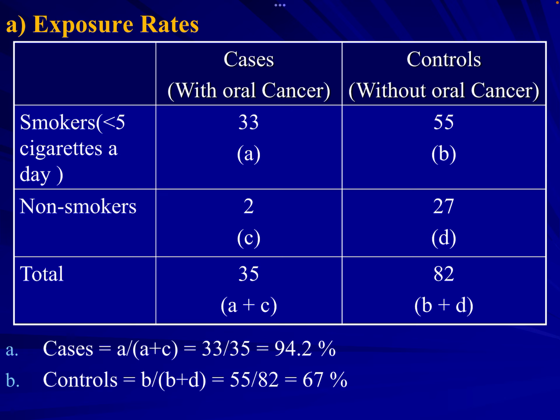So for calculating the exposure rate, we are trying to find out the exposure rate among cases as well as the exposure rate among controls. To find out the exposure rate among cases, the formula is A divided by A plus C. In this example A is 33, divided by A plus C, which is 33 plus 2, 35. So the answer is 94.2%, the exposure rate among cases. And for controls it is B by B plus D, and we get a value of 67%. So among controls the exposure to tobacco is 67%.